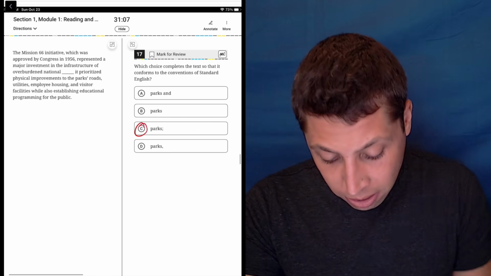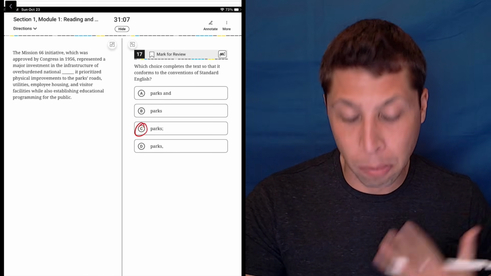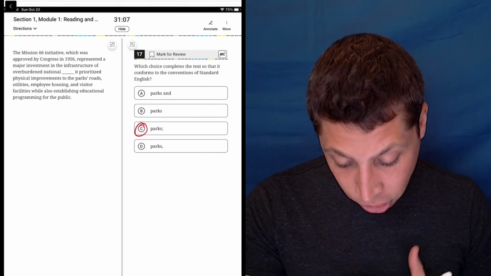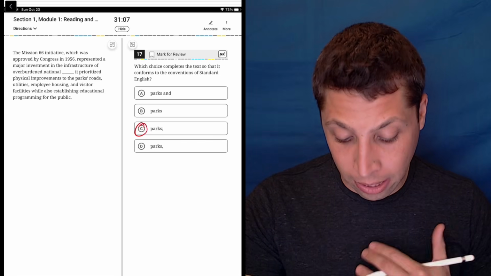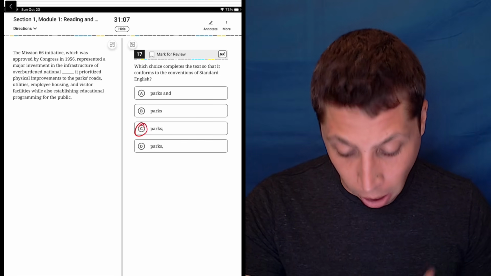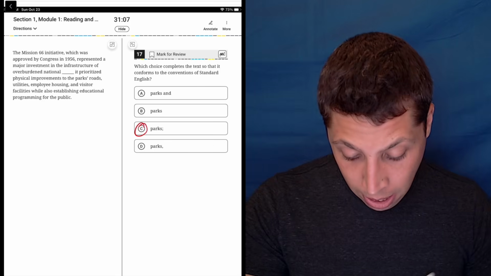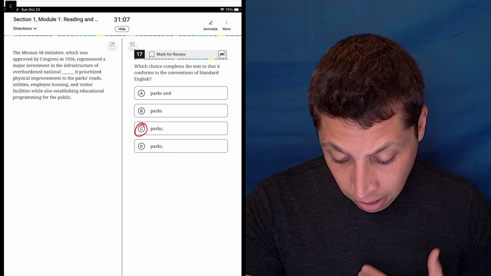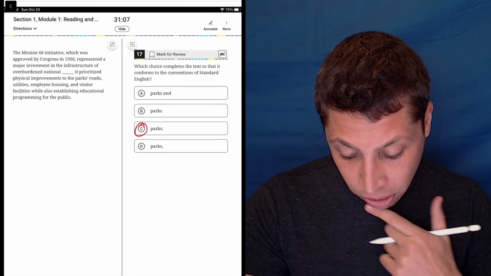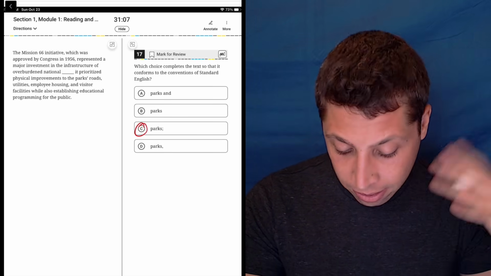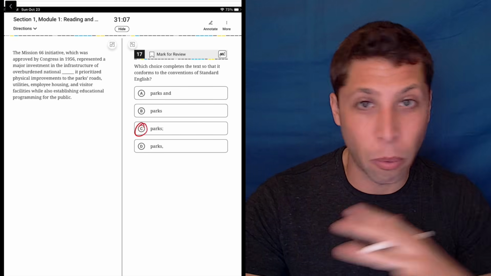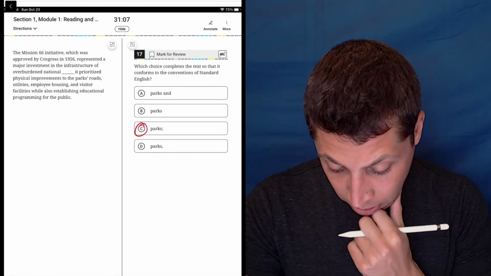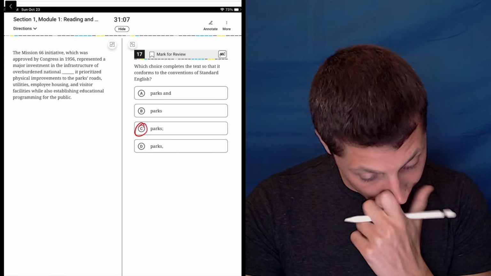It's weird to use the semicolon, but that's what it's supposed to do. It's supposed to separate two complete sentences. So my sentences are, the Mission 66 initiative represented a major investment in the infrastructure of overburdened national parks. Sentence 1. It prioritized physical improvements to the park's roads, utilities, blah, blah, blah, while also establishing educational programs. So you notice I'm kind of skipping the list. The list is just getting me kind of confused about where the sentence is going, but the list can go on and it picks up. So, utilities, employee housing, and visitor facilities will also, yeah, it's got to be the semicolon.